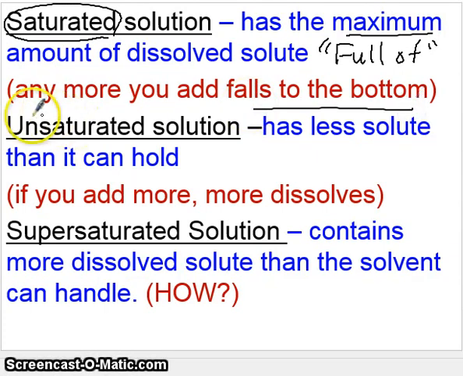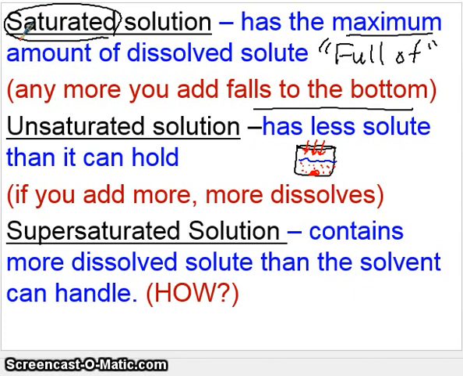Whereas an unsaturated solution has less than it can hold. So if you have a beaker, and in that beaker you have a solution, if you add more salt to the beaker, more dissolves. That's because it's not full yet. If you add more salt, more dissolves. Eventually, when you add more and it falls to the bottom, that's when you have yourself a saturated solution.